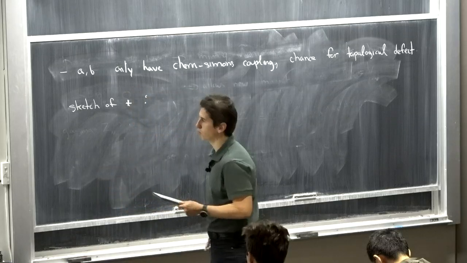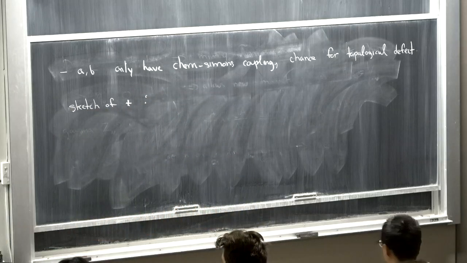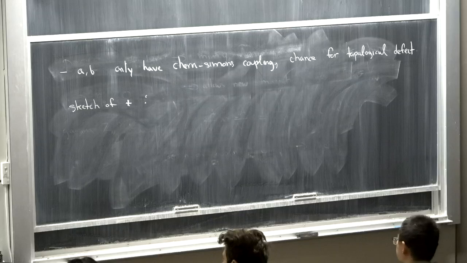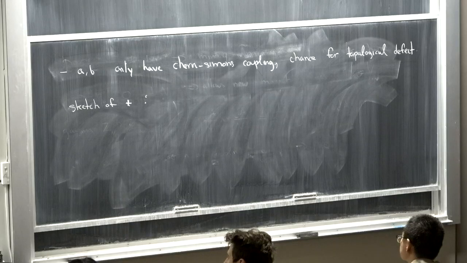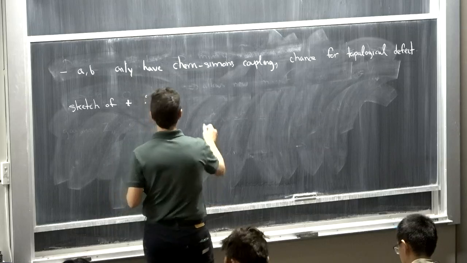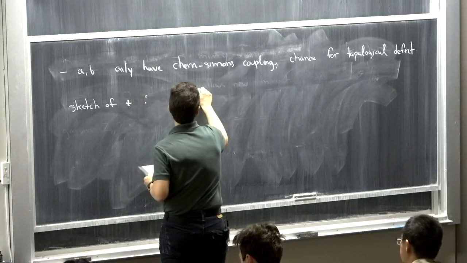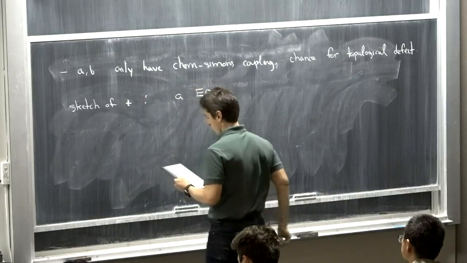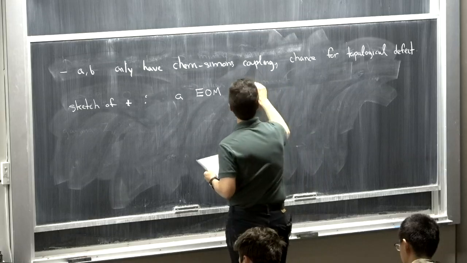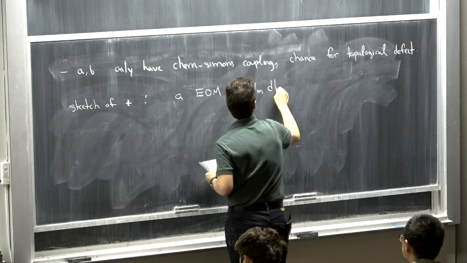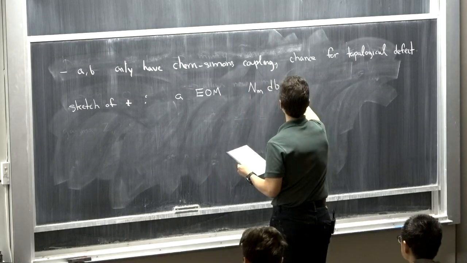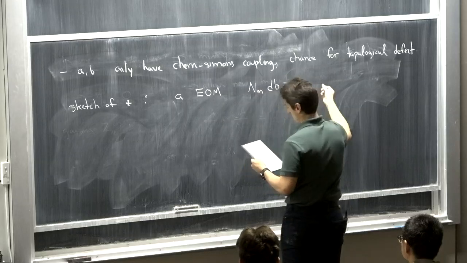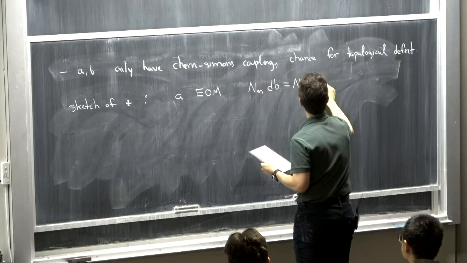So let's just be bold. I introduced these gauge fields, these new gauge fields, but you could say I don't like them. But the action is quadratic in them, so let me integrate them away. This is a bit of a cheat, but it will help us understand what's going on. The A equation of motion says that N_M dB is equal to N_E dA_L.